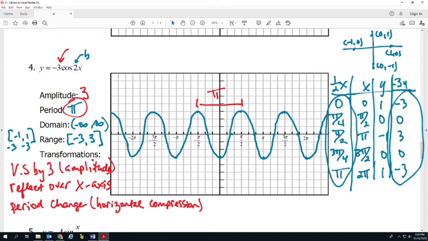My amplitude, this is my halfway line. So my amplitude is from that halfway line to the highest point, or from the halfway line to the lowest point. And that's 3 units, so that matches my amplitude right here. My range goes from -3 up here to +3. And that's our graph. All right, let's do another example.